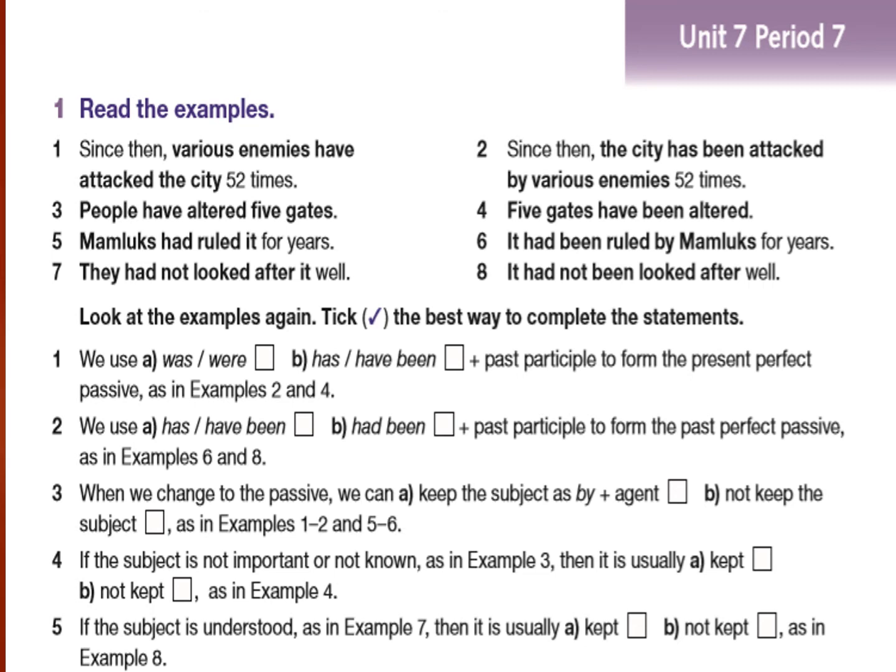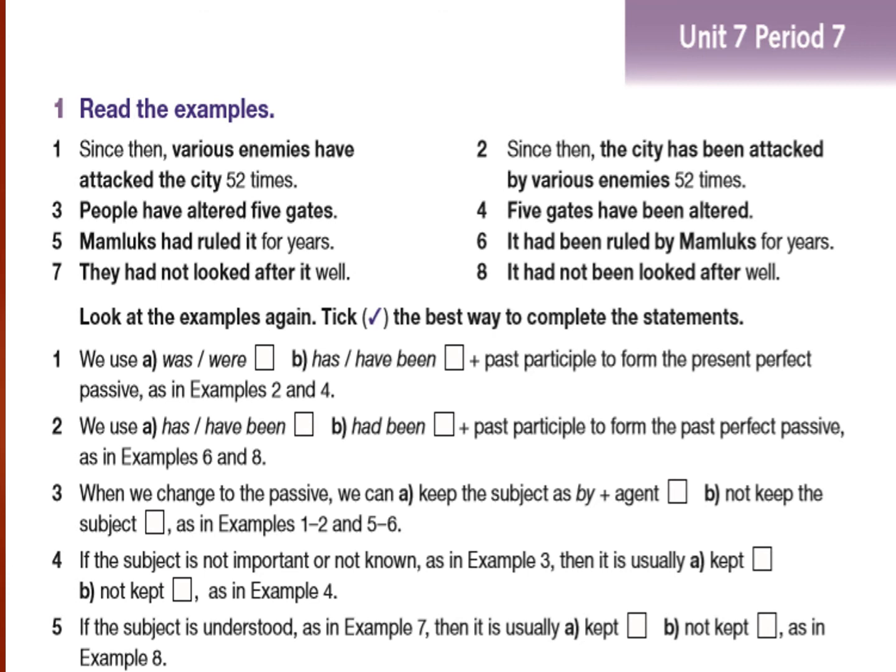Here I change from the active into passive. Listen, I start with the object, it. It had been ruled by Mamluks for years. Here I use the rule for past perfect and I change the sentence from active to passive.